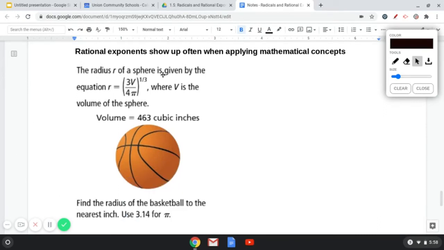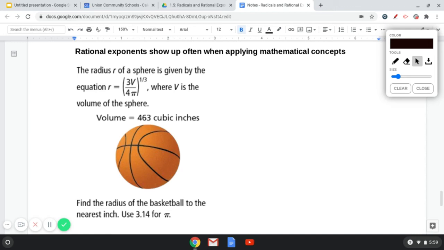So the radius r of a sphere is given by the equation r equals (3v over 4 pi) to the 1/3 power, which is just the volume formula rearranged to solve for the radius. That's all this is. It looks scary, but it's just the volume formula rearranged so that we solve for r. The volume of this basketball is 463 cubic inches. Let's find the radius of the basketball to the nearest inch.